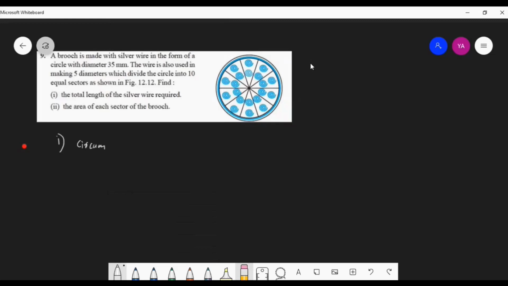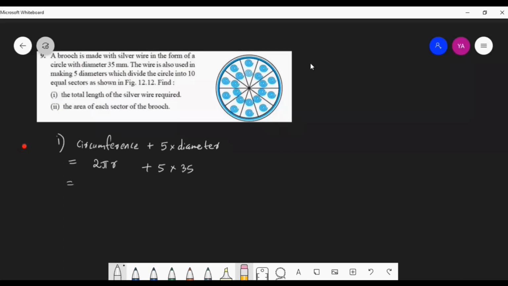We can write it like this: circumference plus 5 diameters are there, right? So 5 into diameter. In other terms, the length of the silver wire required is equal to circumference plus 5 times the diameter. So what is circumference? 2 pi r, right? 2 pi r plus 5 into diameter, that is given 35 millimeter.